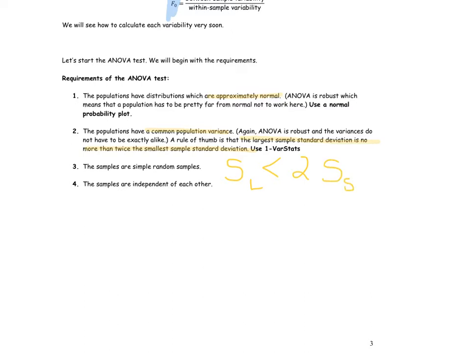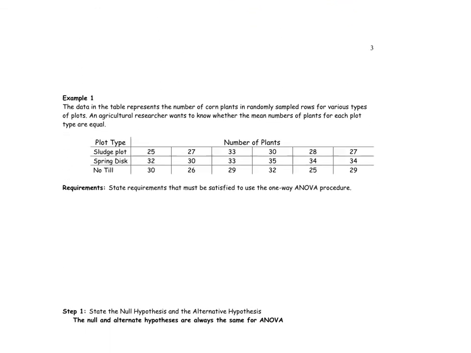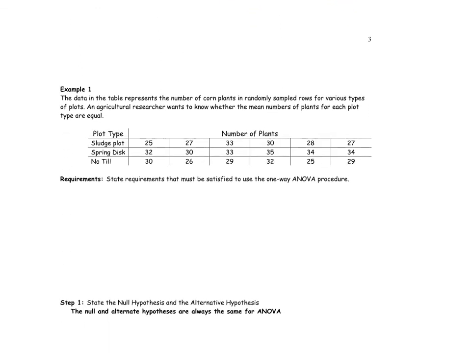So something like that. All right, moving on, simple random samples, and samples are independent of each other. Okay, so independent sampling method. So let's look at an example now that we know the requirements, and we're going to calculate the F-test statistic by hand, of course, and then we'll see how to do it using our calculator.